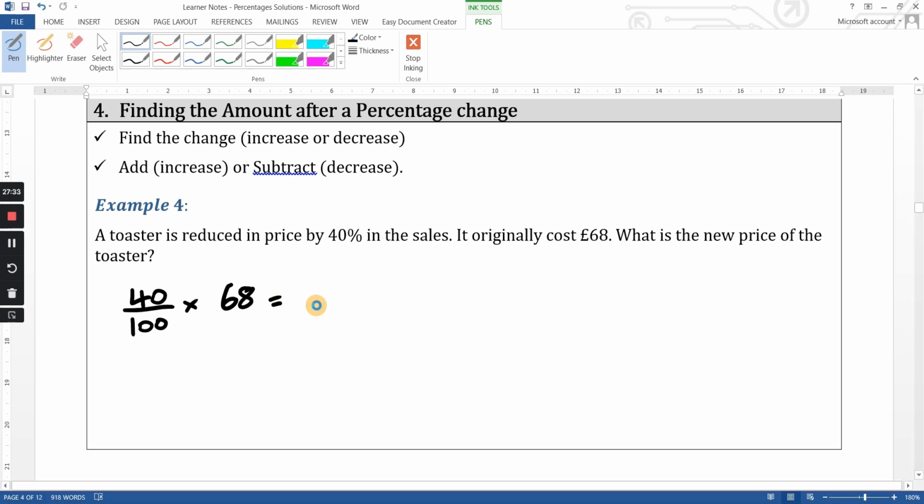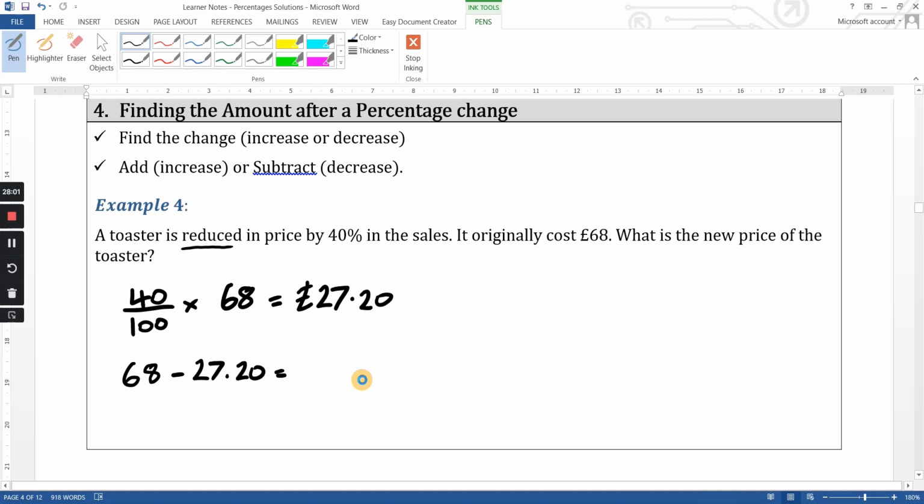That gives me, in pounds, £27.20. Yeah, don't forget the 0. On my calculator it comes up as 27.2, but obviously in pounds it looks like this. And it's reduced in price, so I have to take it away from the original, so I have to do 68 minus that to get my new sale price.